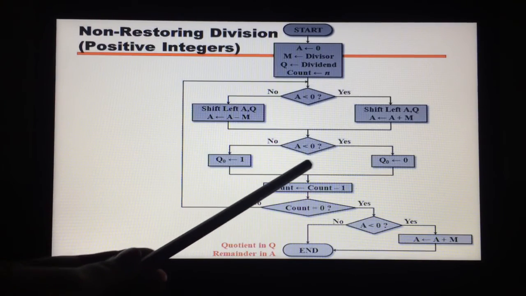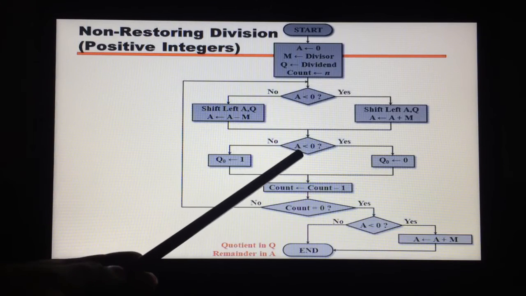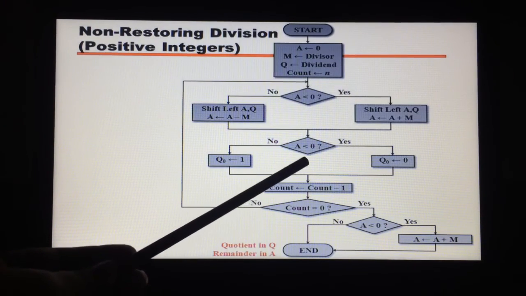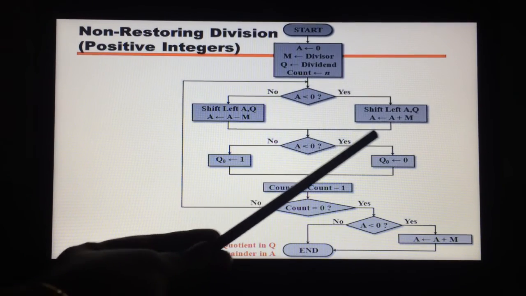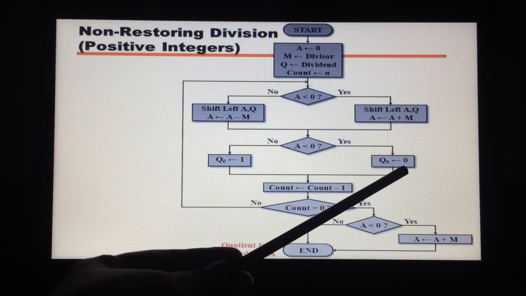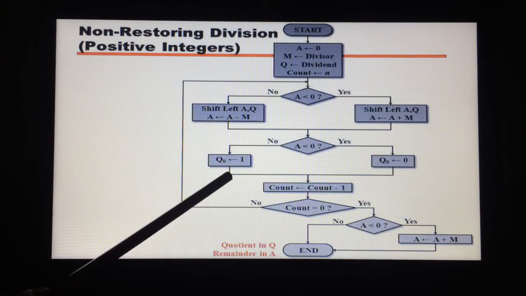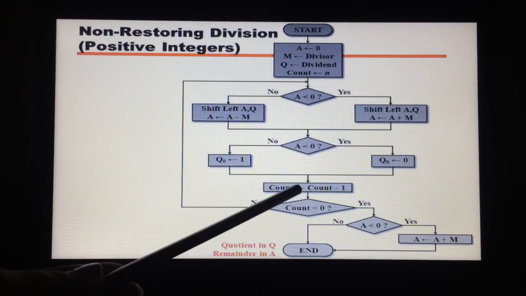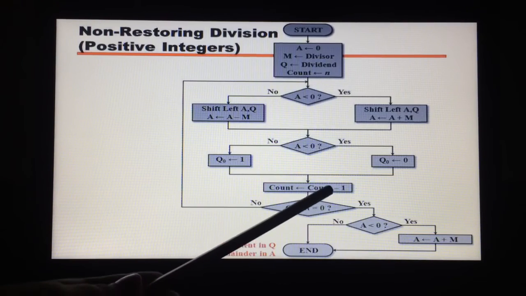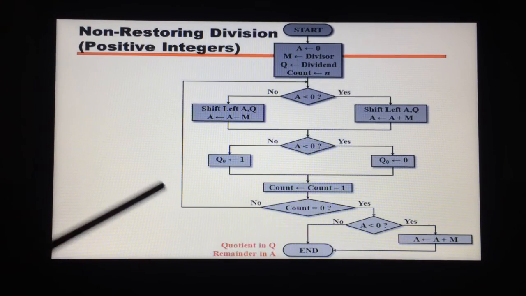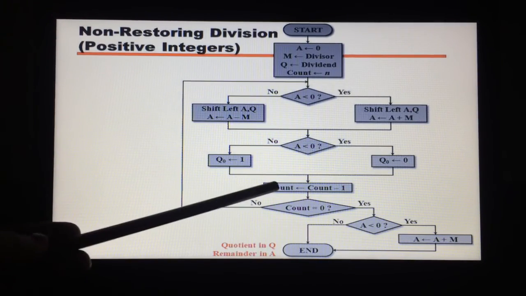Okay, then we check again whether A is less than 0. If A is less than 0, then Q0 position is equal to 0, or if it is false, Q0 position is equal to 1, and then count is equal to count minus 1. If the count value becomes 0, then you go to the next step. If not, these steps continue till N iterations.